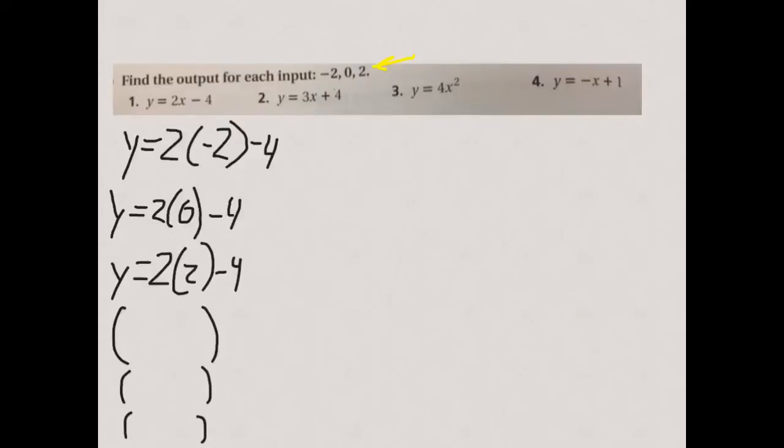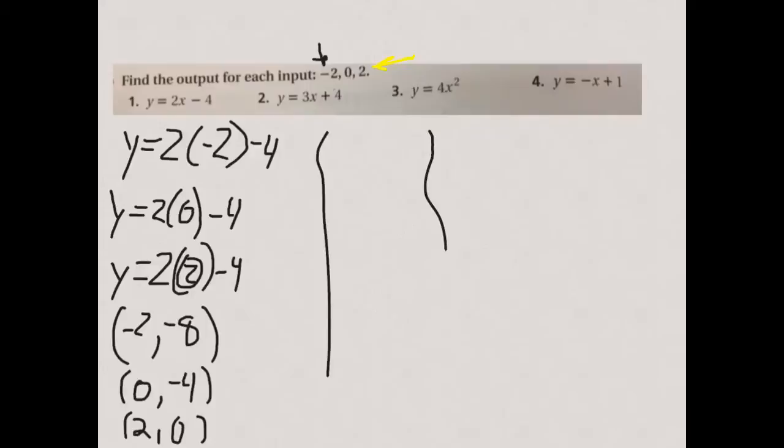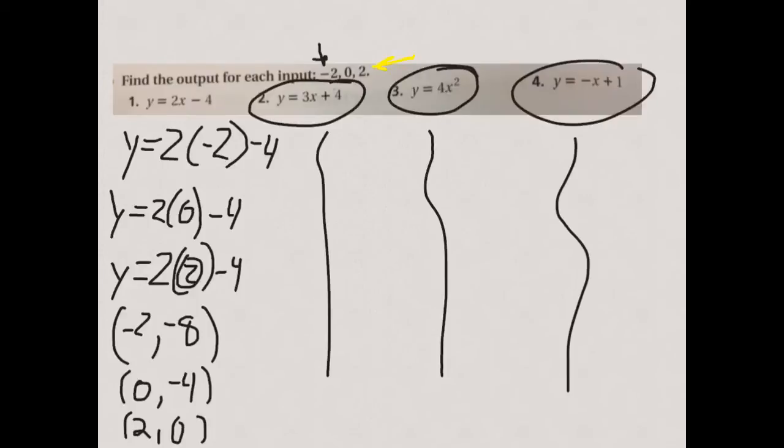Okay, so 2 times the negative 2 is negative 4, minus 4, I get negative 8. So negative 2, negative 8. Where did I get this negative 2? That first input. Okay, so 0, 2 times 0, minus 4, that's 0 minus 4, or negative 4. Okay, 2, it's right here, I plugged it in. 2 times 2 is 4 minus 4, guess what? 0. So you're going to do the same thing with these three problems. You're going to write them down, replace the x with negative 2, 0, and 2 for all of these. All of these are using these numbers right here, okay?